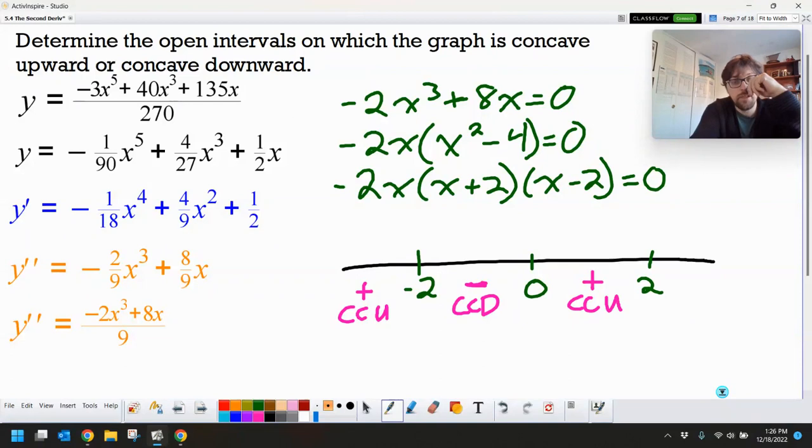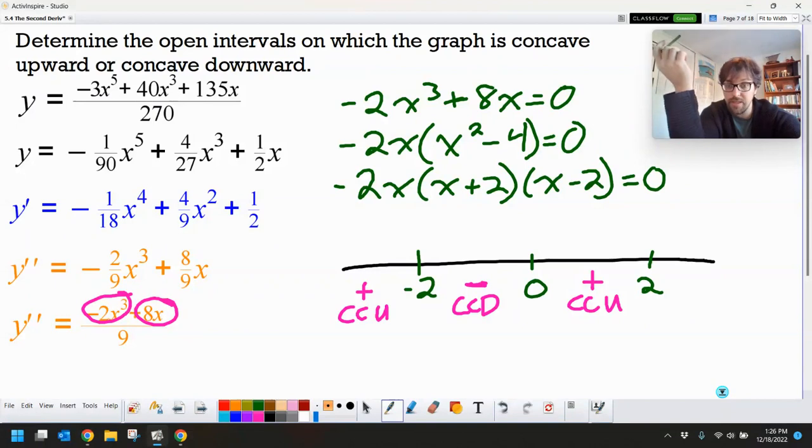If we check our final interval, if I put in some huge positive number, then this will be some huge negative number. This will be a positive number, but it won't be as negative. So overall, that thing is going to be negative up top there. So then we're going to be negative on this interval, which means we'll be concave down.